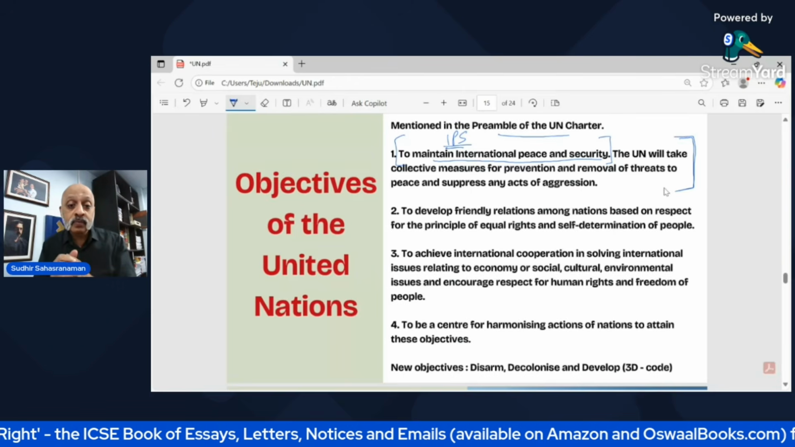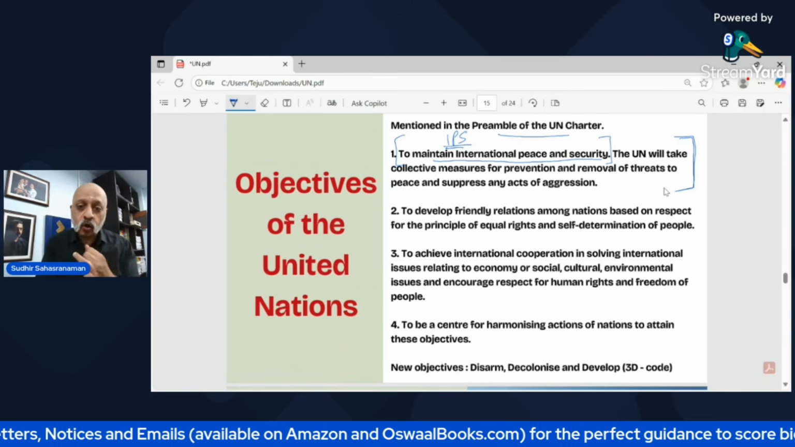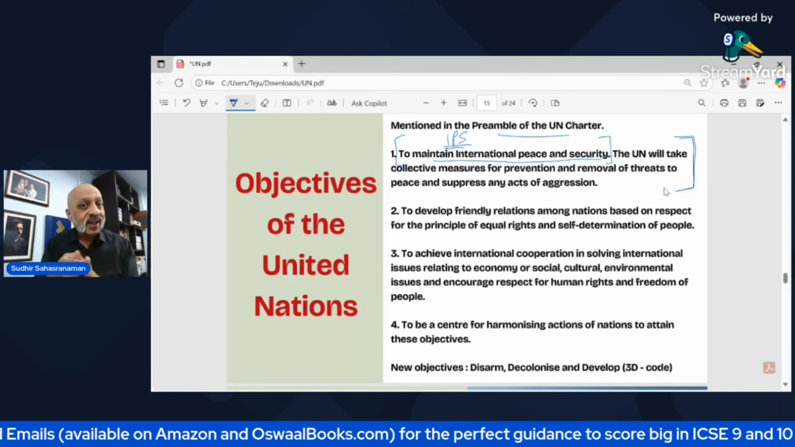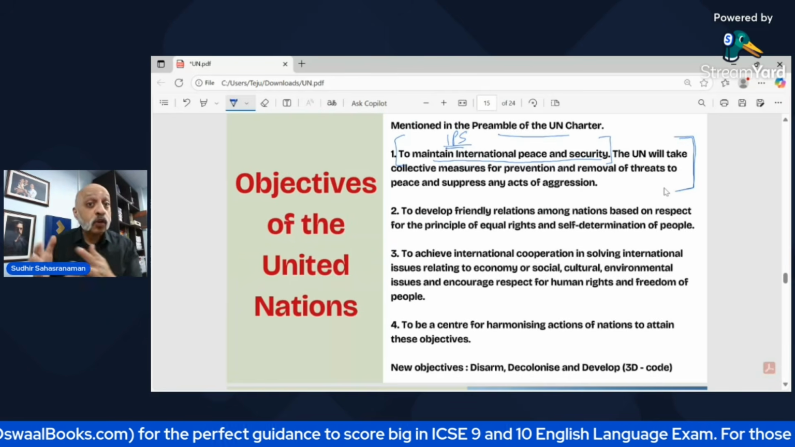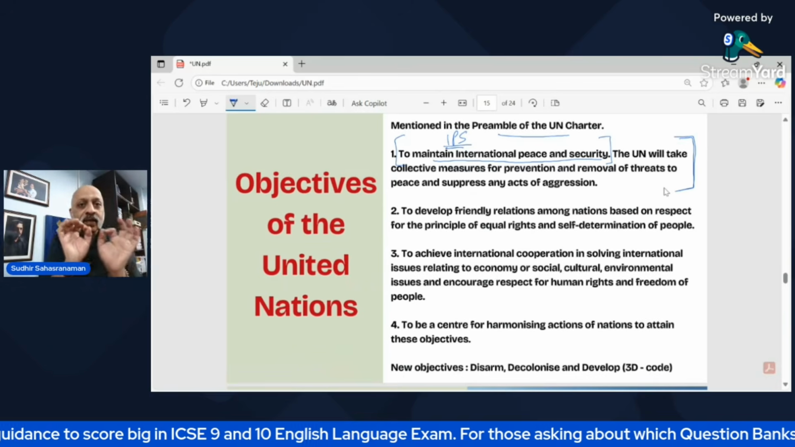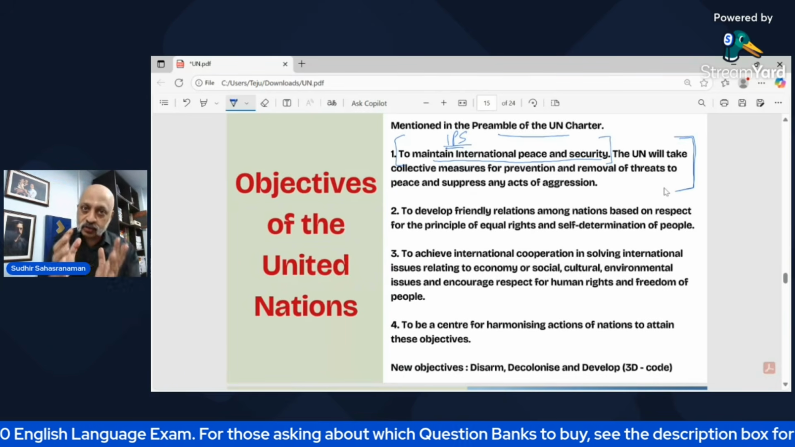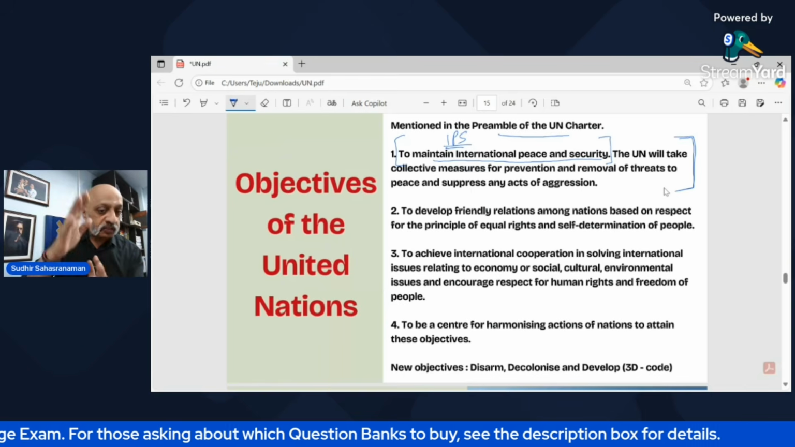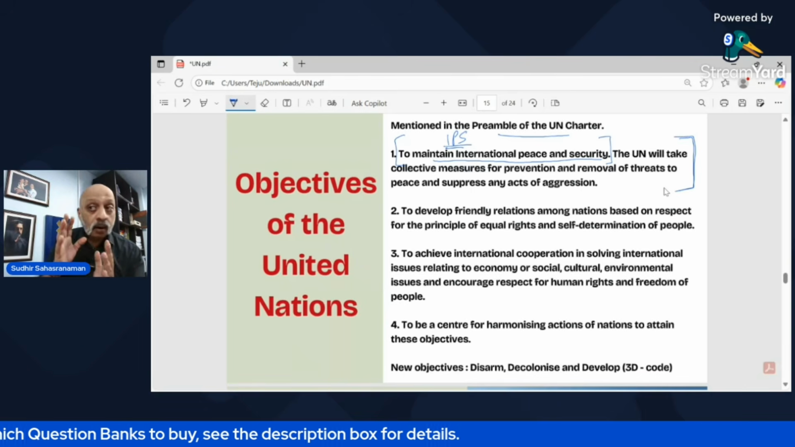To achieve international cooperation, in solving international issues relating to economy, social, cultural, environmental issues like climate change, etc. Encourage respect for human rights, freedom of people. So these are the absolutely right things that the UN is supposed to take care of. So that is another important objective. These objectives you definitely need to remember.